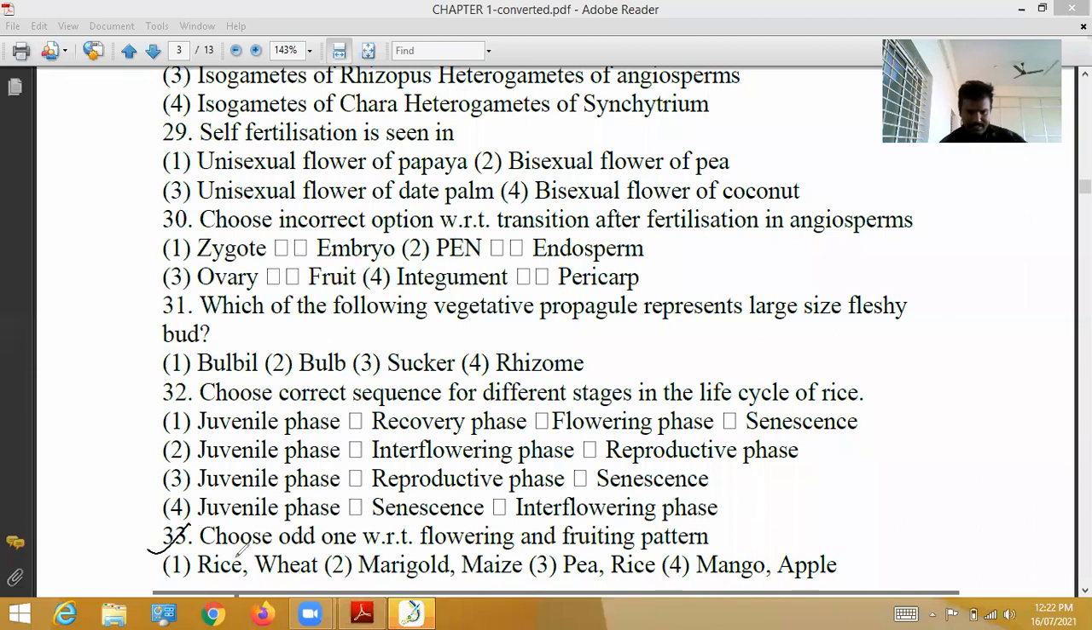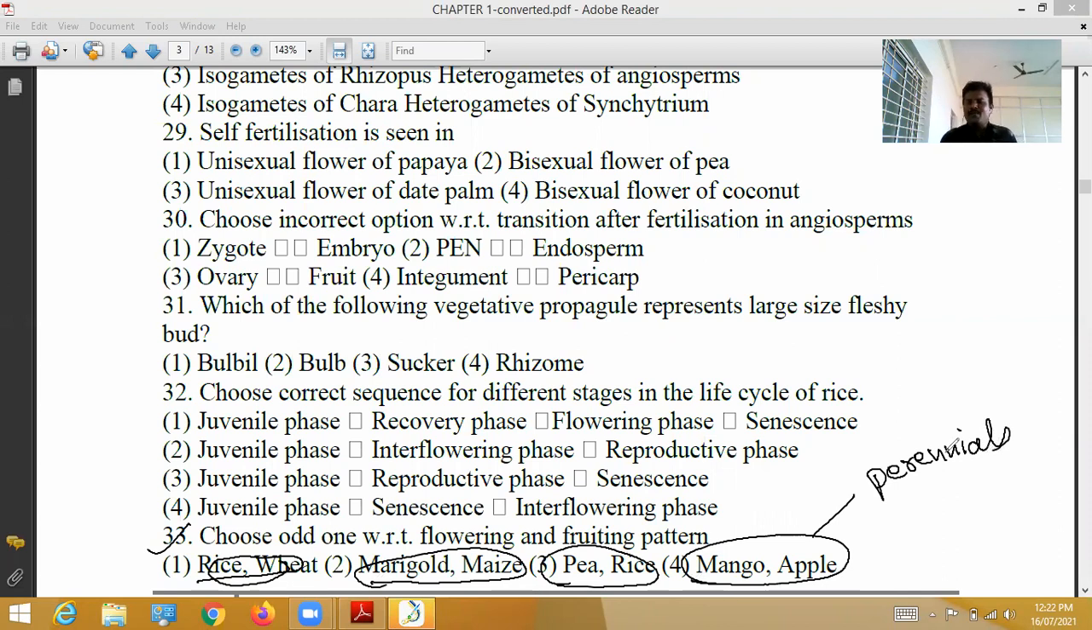33rd question. Rice, wheat. These two are annual plants. Marigold and maize, these two are annual plants. Pea and rice, these are annual plants. Mango and apple, these are not annual plants. Perennial plants.